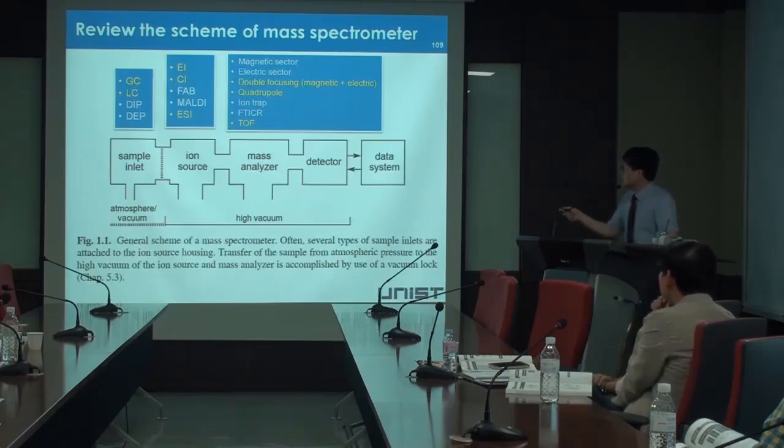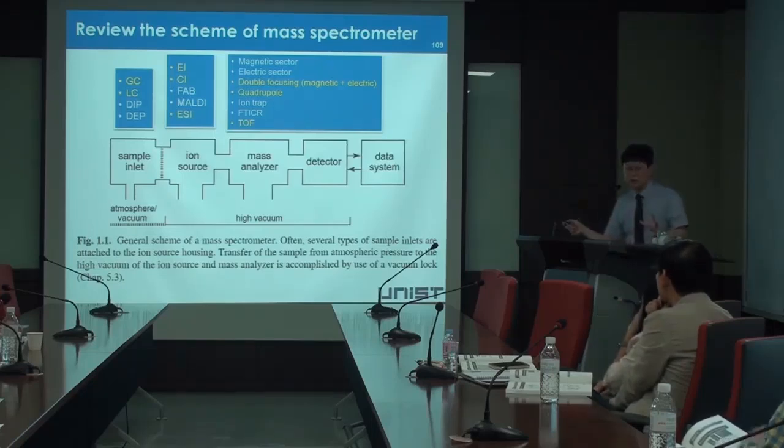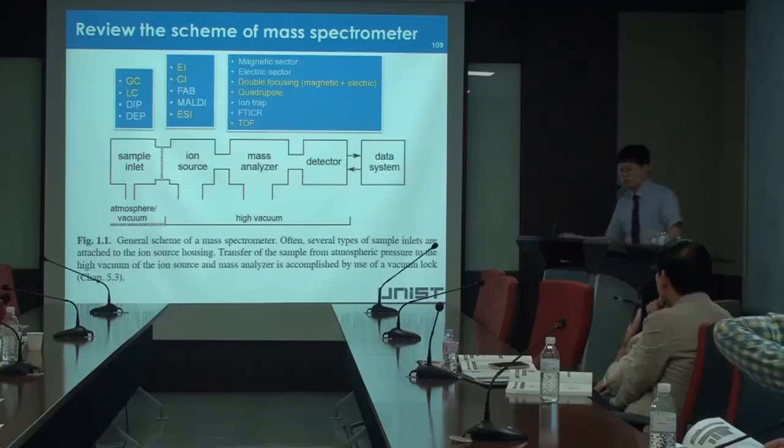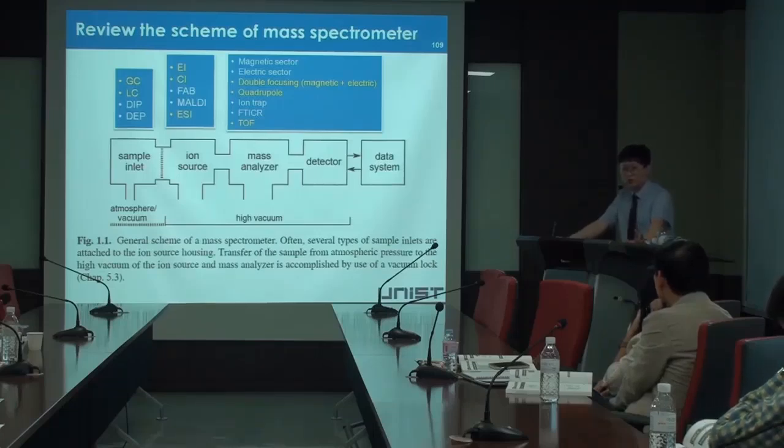And for the magnetic sector and electric sector, we use this one, double focusing, for high resolution. And for PCBs or some other pesticides, we can use the quadrupole type, and ion trap also. We can also use TOF. Okay, so this is the very basic concept. So whenever you get some information, advertisements, brochures, or other books, probably you can understand the basic principle.